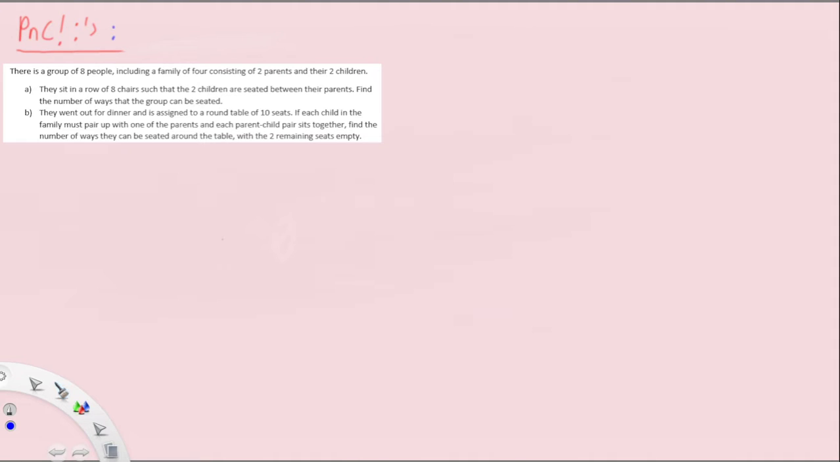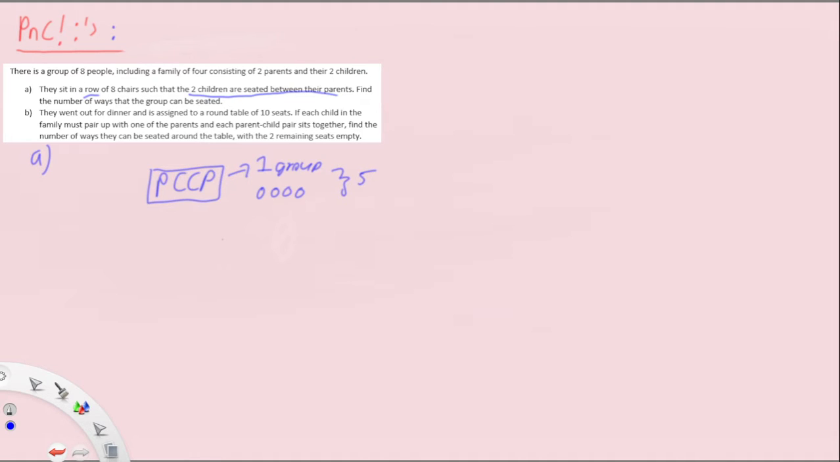Otherwise, here we go. It's a group of 8 people, including a family of 4 consisting of 2 parents and their 2 children. They sit in a row of 8 chairs. The 2 children are seated between their parents. So because the 2 children are sitting between their parents, we can draw this for illustration, PCCP. And you notice that they have to sit together, which makes them one group. So we have one group of this family and then 4 remaining people for a total of 5 elements.